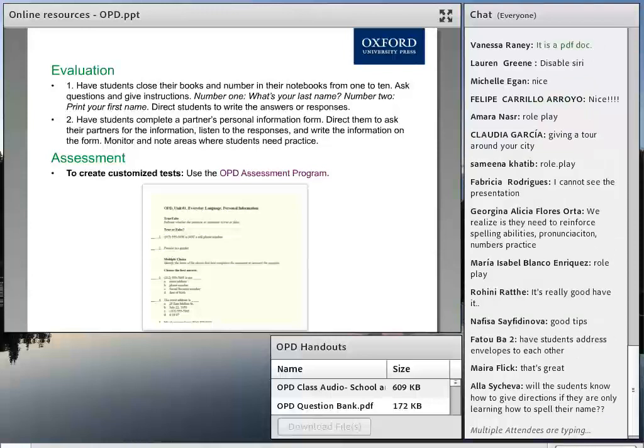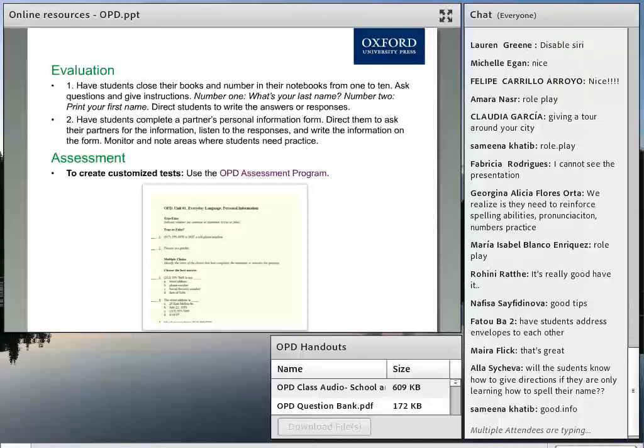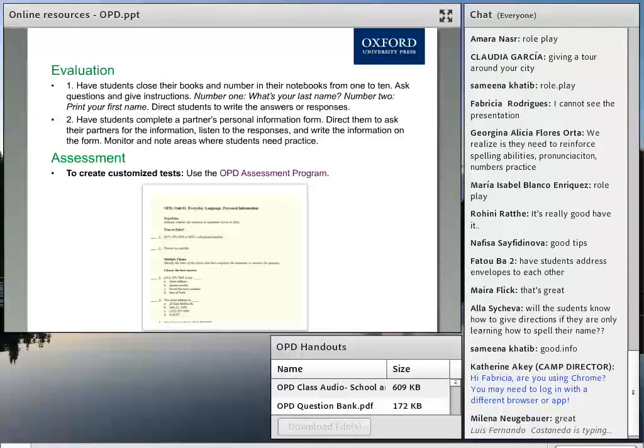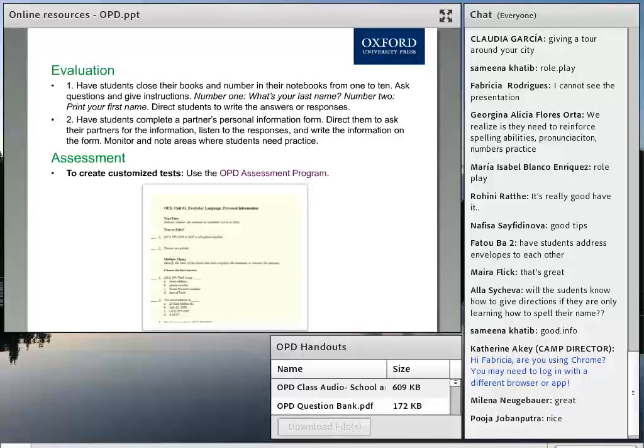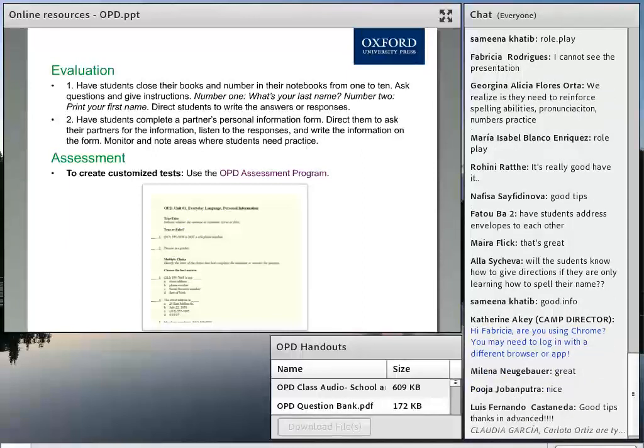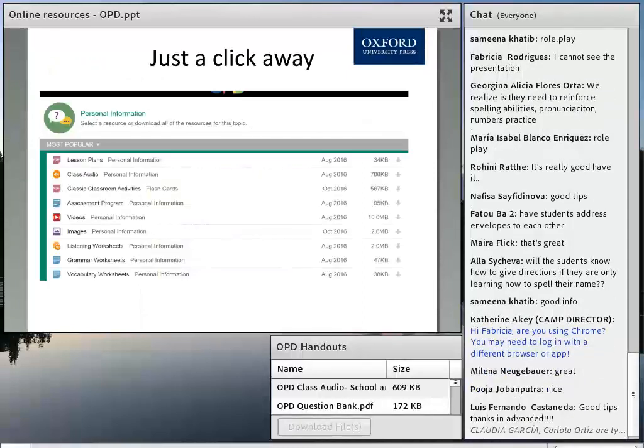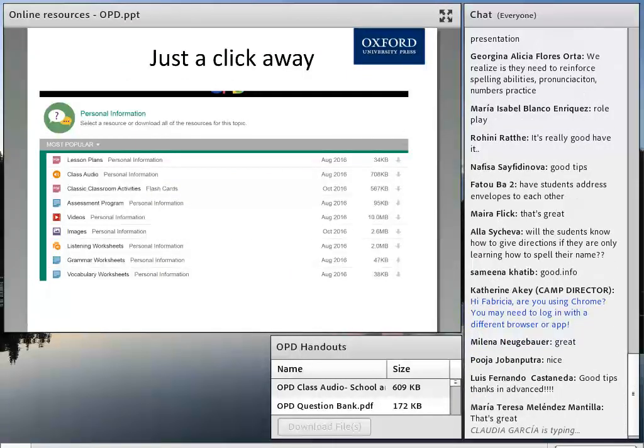But before you send them, you can actually customize them because they're in Word, and you can elicit more information, ask some harder questions, or offer more support for learners who might need it. And then you have the answers in the Teacher Resource Center as well. So yeah, when I'm talking about the Teacher Resource Center, this is where you would find everything.